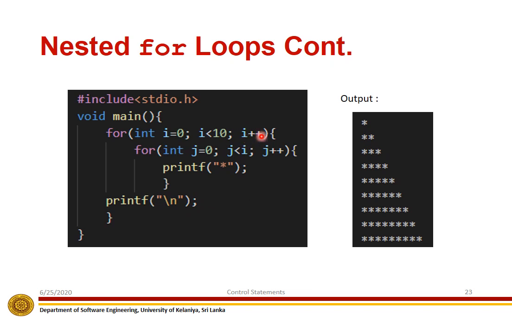1 plus 1 is 2. 2 is less than 10. So now j is 1 and i is 2. The condition is satisfied, so it will print 2 stars. Again j will be increased by 1, and again it goes to the printf statement in the outer for loop, so it will go to a new line. This will continue until 9 stars are printed.